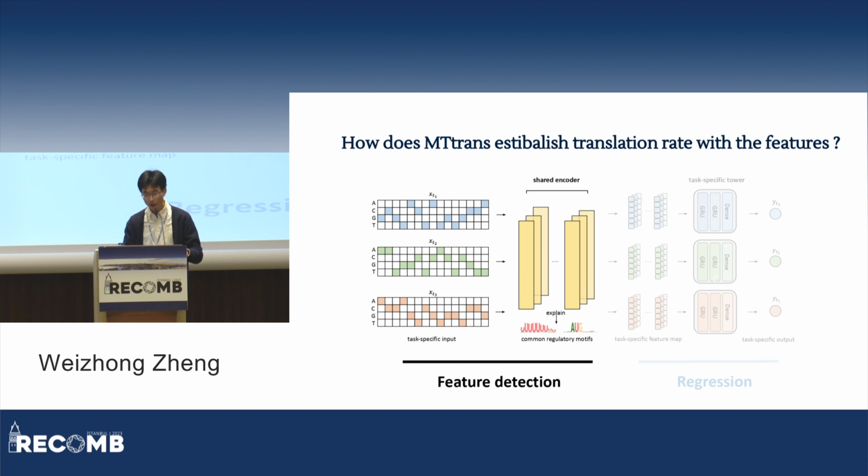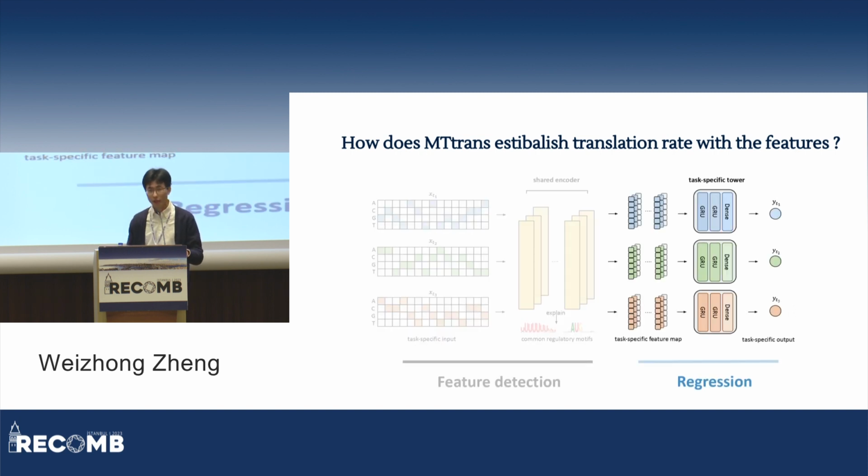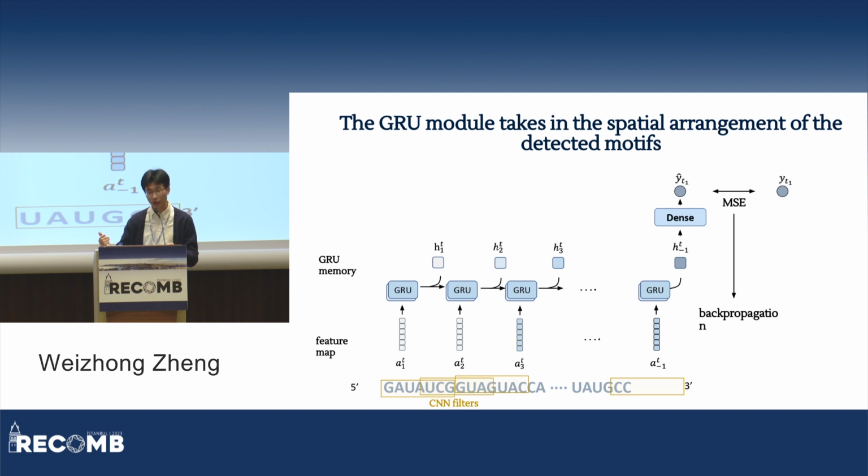So far, we've just been talking about feature detection. We still haven't discussed how the motifs are used to make up the final predictions. To discuss that, let's have a detailed look at the inner workings. The CNN scans through the sequence and gives us the feature map, which is the activation of different patterns. Then the GRU layer in the task-specific tower takes the kernel activation at each position and stores this in the memory, which is the hidden state. It is only at the last memory state that all the patterns captured in the whole sequence are included. Then we transform this memory using a dense layer into the translation rate. And this is how we do the backpropagation.